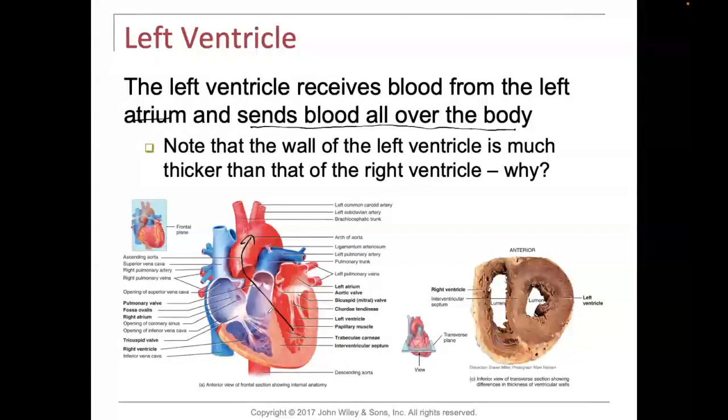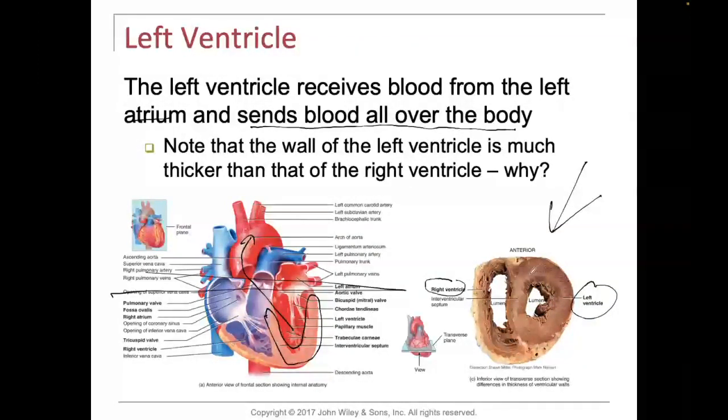which is why this musculature right here is so thick. If we do a cross section this way and we look at a bird's eye view looking this way, this is the left ventricle, this is the right ventricle. Look at the difference of the size of the musculature here. This is the myocardium. Much thicker on the left ventricle side.